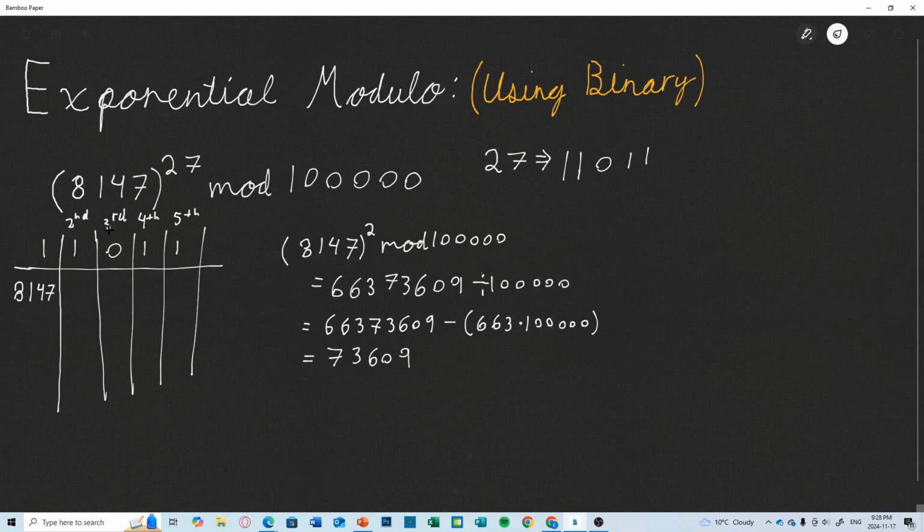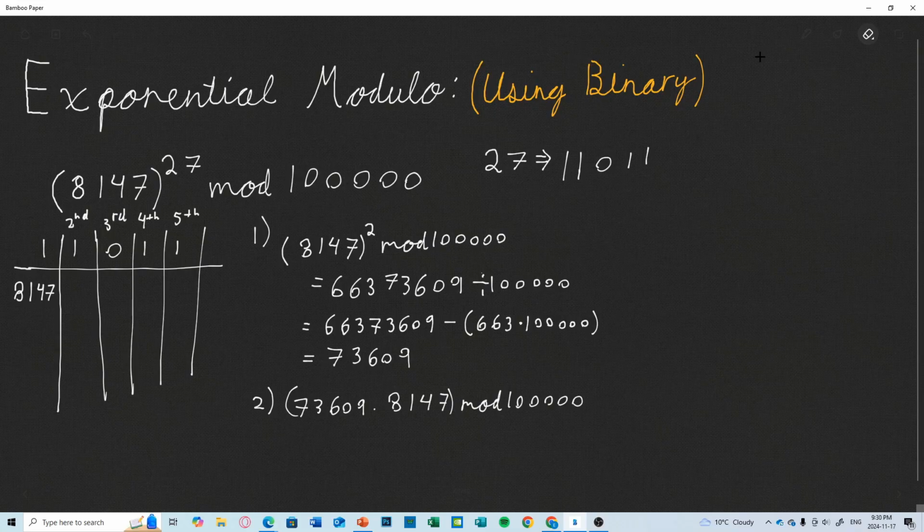So now, as I said before, because we have the number 1, that means we need to do 2 steps. So this is only step 1. Step 2, when we have a 1 as our digit, is to take our answer from step 1 and multiply it by whatever is in the bracket, which is our 8147. And now we need to take this modulo 100,000.